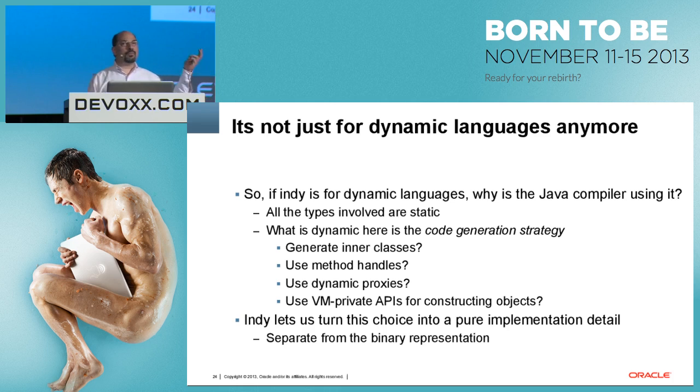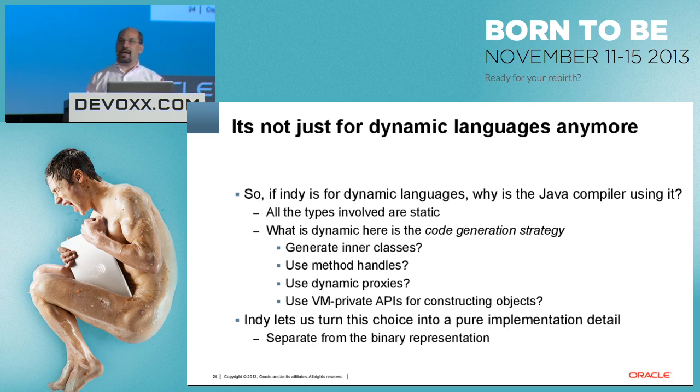So I already outlined two possible code generation strategies for lambdas. One of them was spin an inner class. And another is use a method handle to describe the lambda. And I could make up some more. We could use dynamic proxies if we were really patient. Or maybe our VM has some special private API for constructing objects out of raw bits, and maybe we would use that instead. So we have a dynamic strategy for turning a description of a lambda into an object that implements the appropriate interface. Using Invoke Dynamic here allows us to turn this strategy into a pure implementation detail.